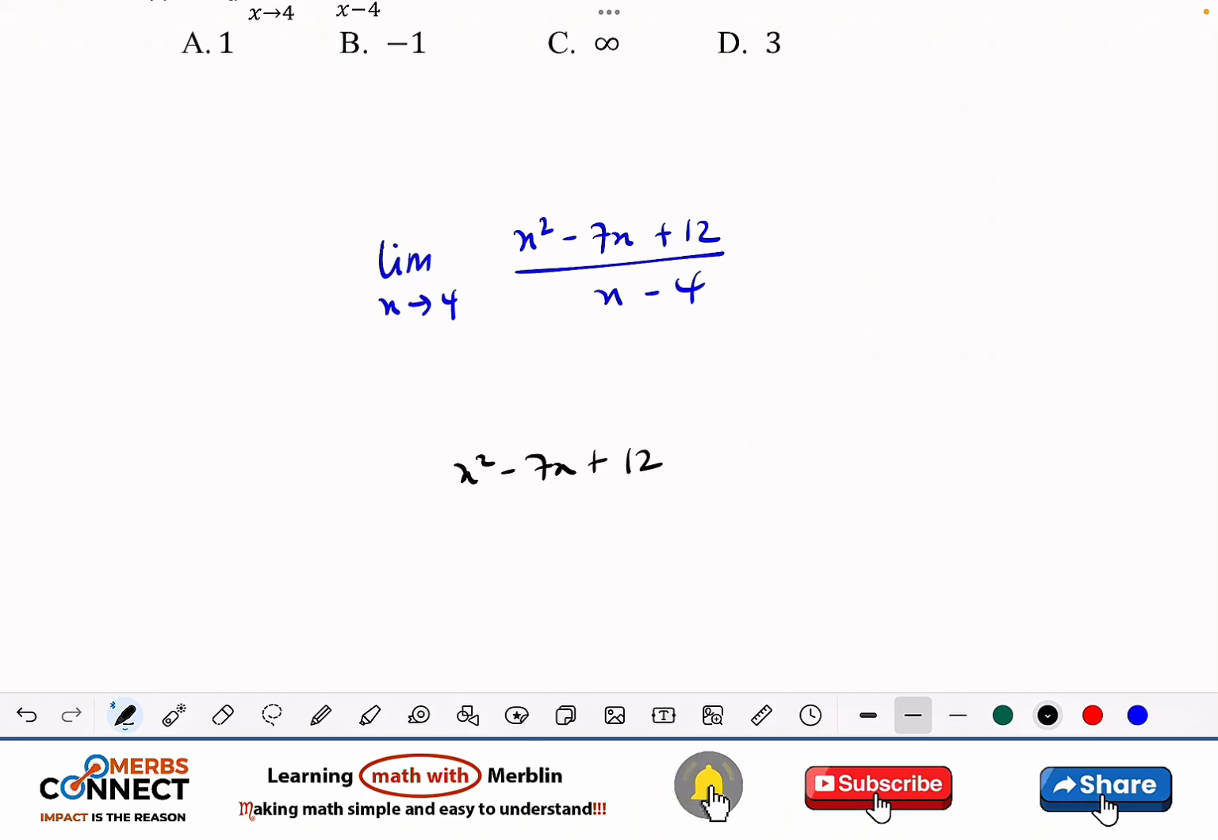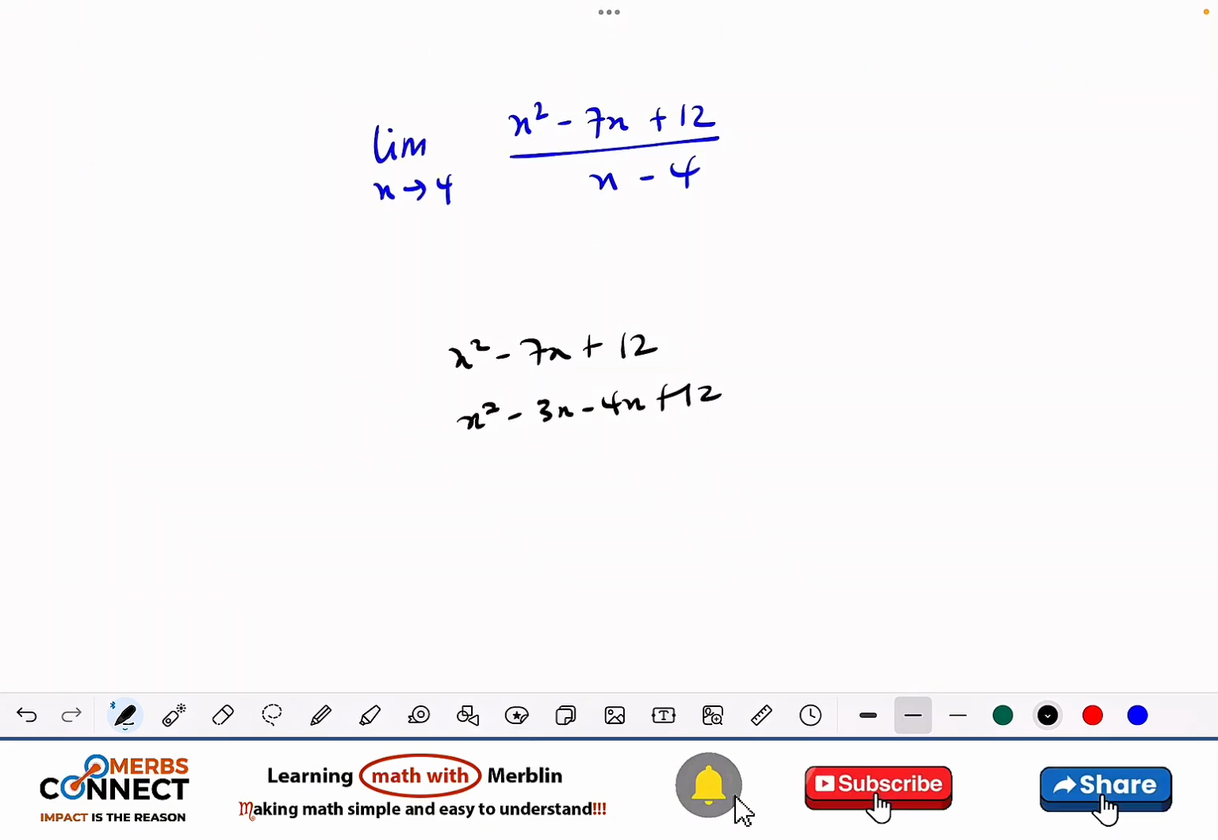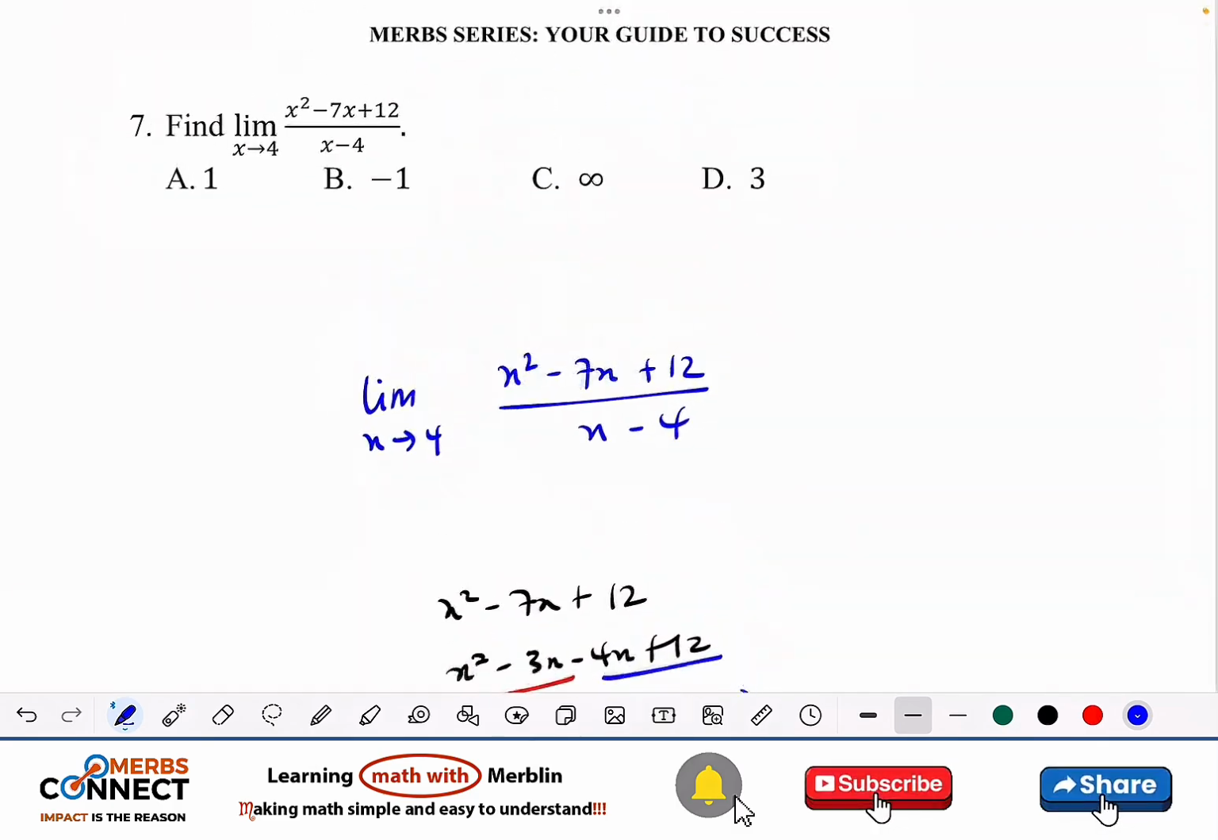Two numbers that when I add, I'll have minus 7, but multiply and get 12 is 4 and 3. Good. So this one can be written as minus 3x minus 4x plus 12. And from the red side, I'm going to have x out, x minus 3. And then from the blue side, when I factor minus 4 out, I'll have minus 3. So it means that this is the same as x minus 3, x minus 4. Good. So we've simplified the top.